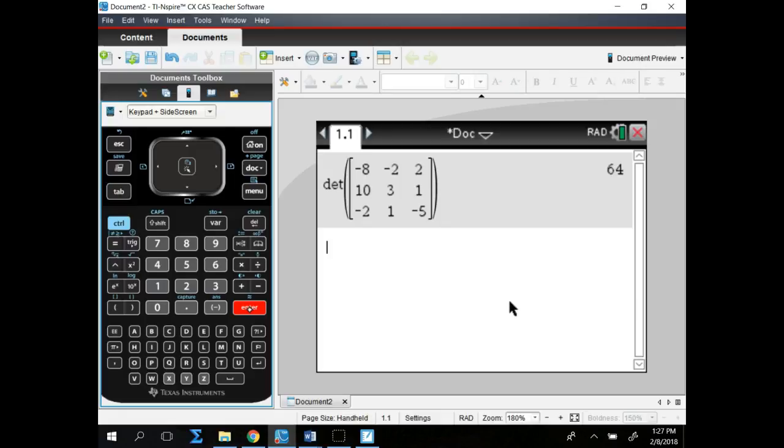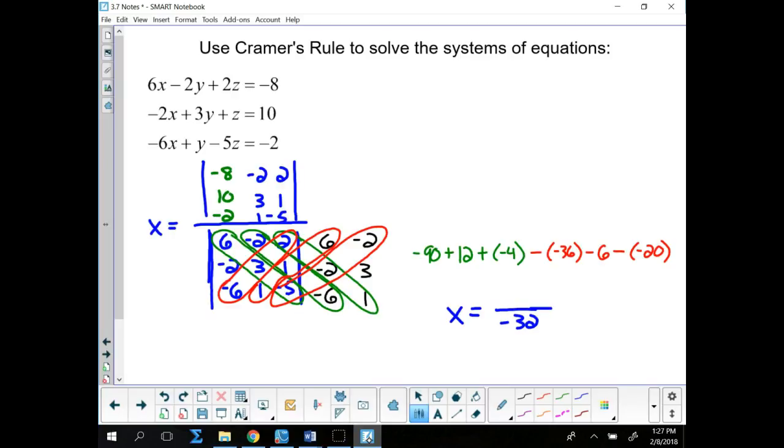Okay, wait, negative 8. I'll read them off left to right. Ready? Negative 8, negative 2, 2. Yep. 10, 3, 1. Yep. Negative 2, 1, negative 5. I had a positive 5. Yep, that'll do it. So my numerator here then is 64. That gives me an x value of negative 2. Yes?